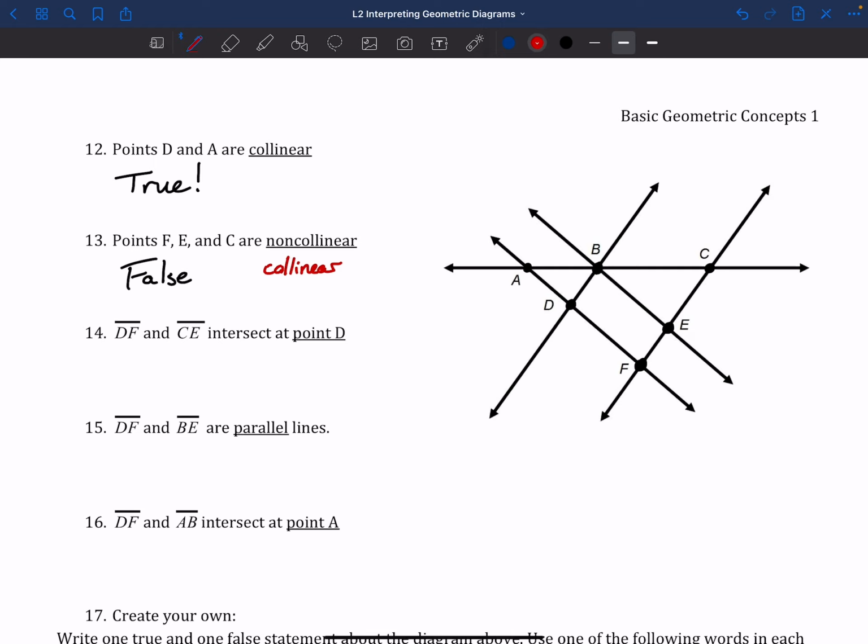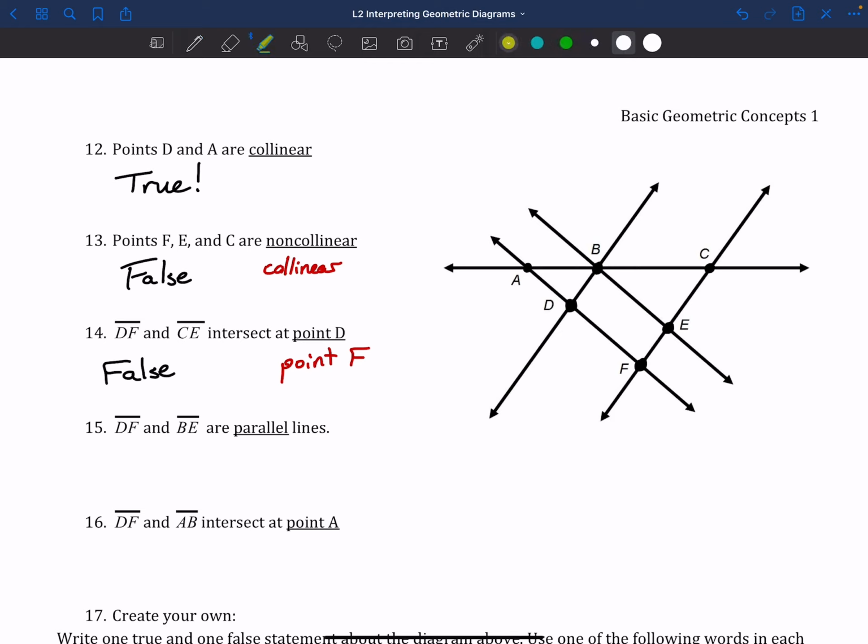Not a bad thing. So DF and CE intersect at point D. That doesn't seem to be true, so we're going to say that that's false. Where they do intersect appears to be down there by F, so I would just say switch that from D over to point F. That's all we're doing there. All right, next one up, DF and BE are parallel lines.